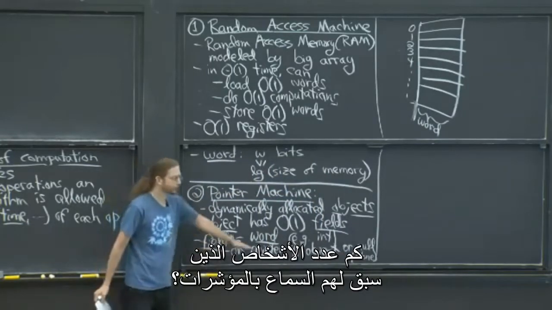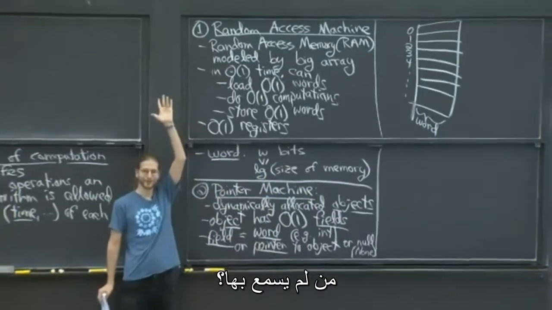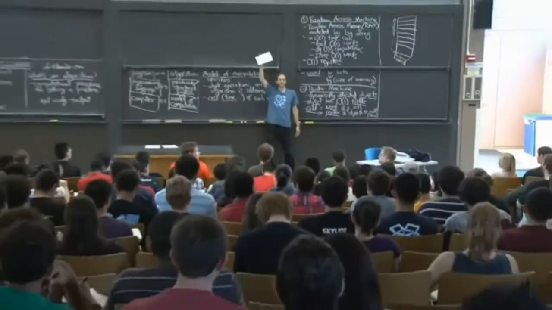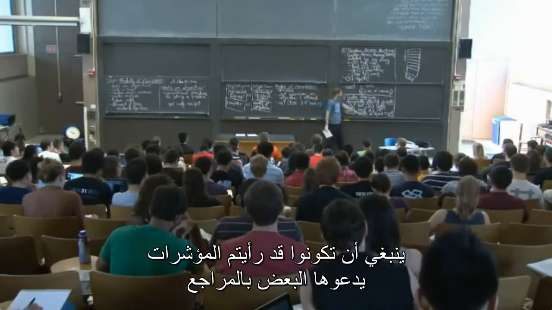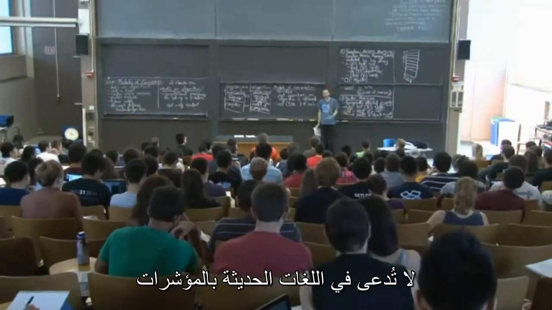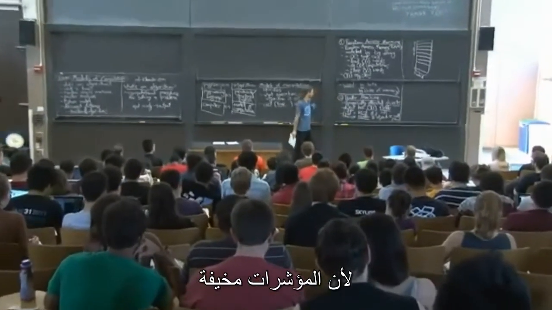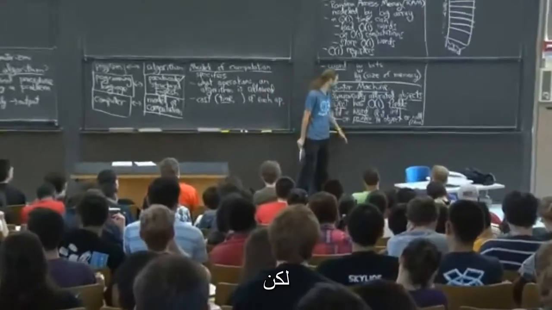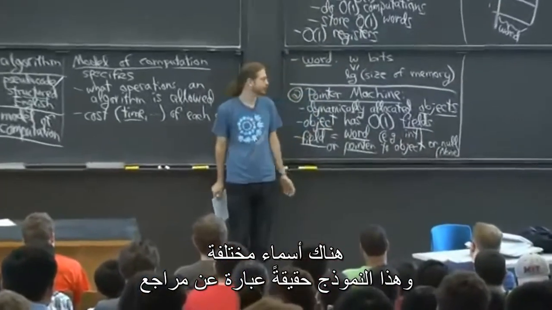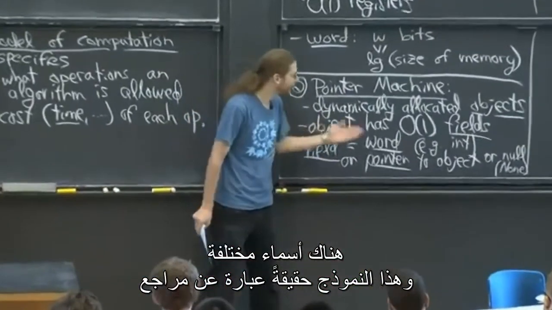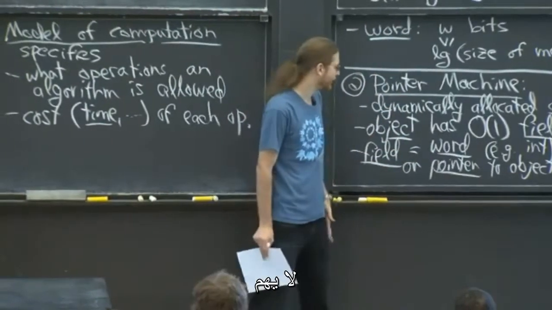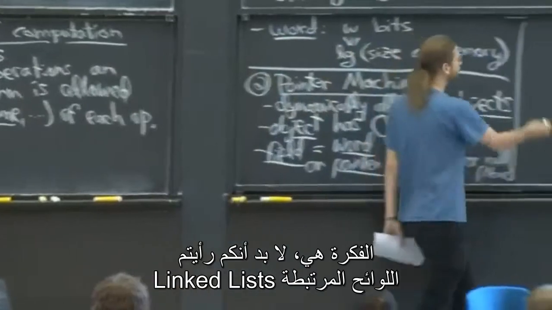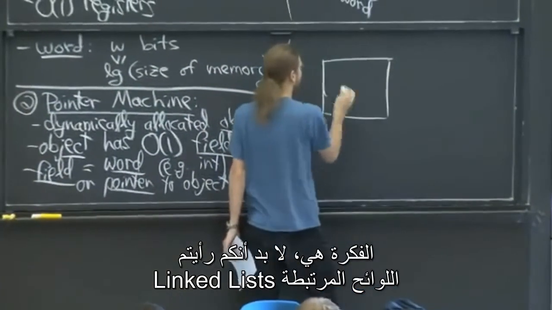Okay, how many people have heard about pointers before? Who hasn't? Willing to admit it? Okay, only a few. That's good. You should have seen pointers. You may have heard them called references. Modern languages these days don't call them pointers because pointers are scary. But there's a very subtle difference between them. And this model actually really is references. But for whatever reason, it's called a pointer machine. It doesn't matter.